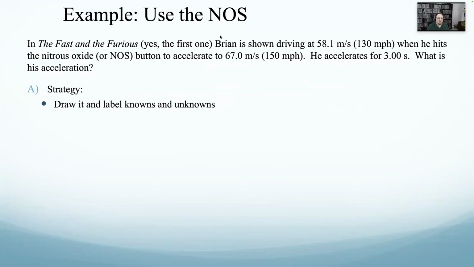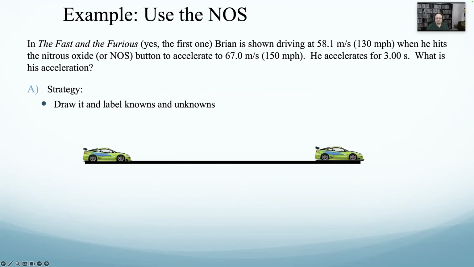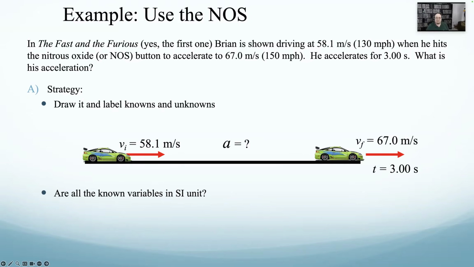So I'm going to make my drawing. Always start with a drawing. And here's my drawing. And what I'll do is start labeling everything. He was initially going at 58.1 meters per second. I did the unit conversion for you. He sped up to 67 meters per second. He did this in 3 seconds. What's the acceleration? Now, at this point, I should check to make sure everything's in SI, but it is.